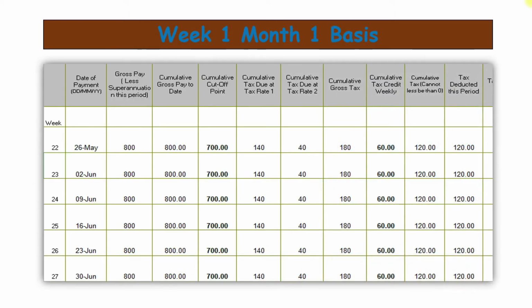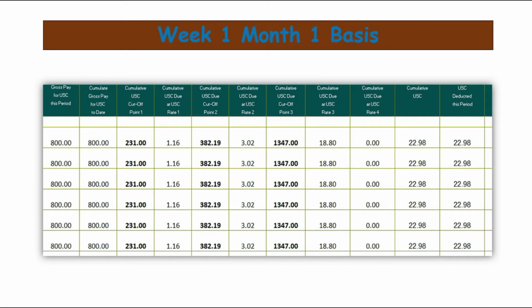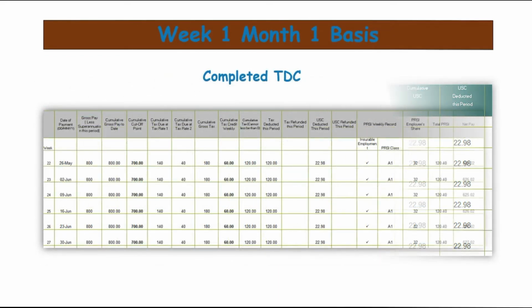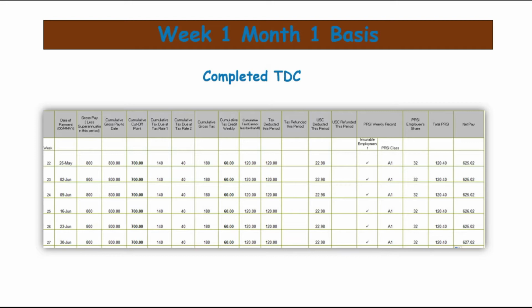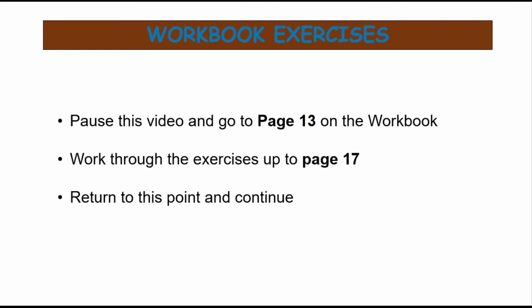This is an example of a week 1 month 1 tax deduction card with 6 weeks calculated. And this is the corresponding USC card. As you can see, every week looks like the first week. The completed tax deduction card shows that the PRSI is completed in the same manner as usual. Take some time now to practice at least one week 1 month 1 tax scenario.